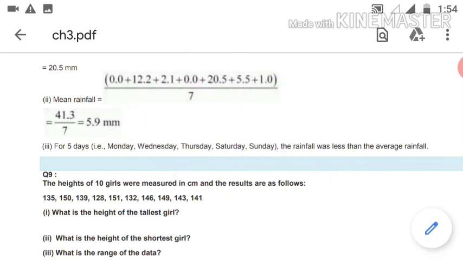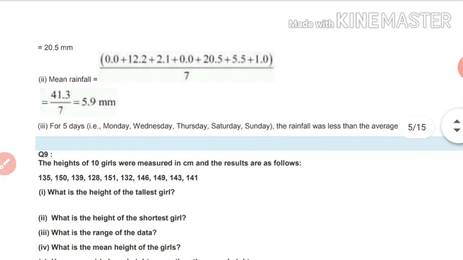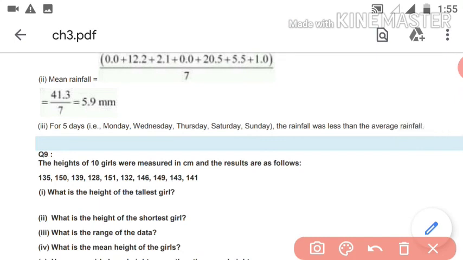Now the next question, number 3. You have to see in how many days it is less than the mean value. What is the mean value? 5.9, isn't it? So on which day is it less than 5.9? Monday is also less than 5.9, because Monday was how much? 0.0, isn't it? Now Tuesday is the highest, isn't it? Tuesday is 12.2. So Tuesday will be the highest, not less than.